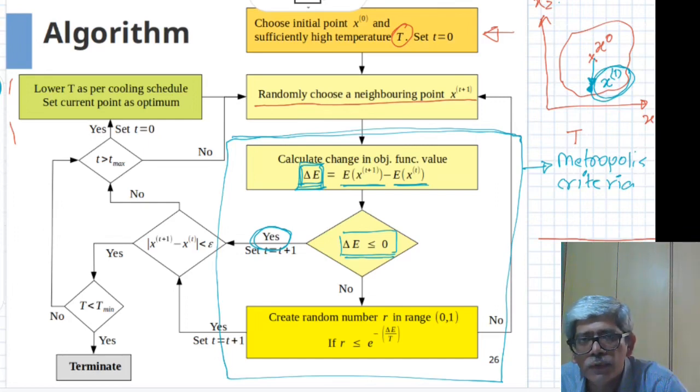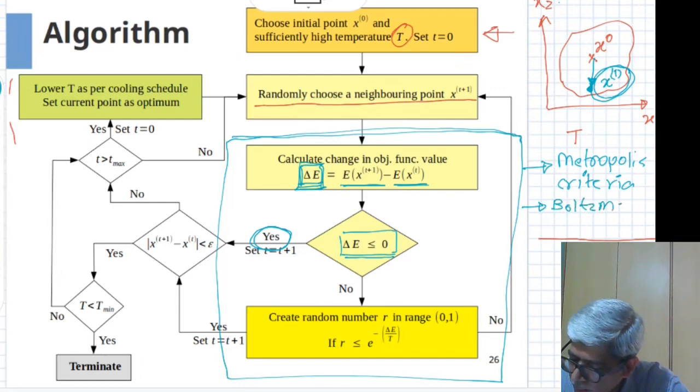What is the speciality of simulated annealing is the next part. Even if the energy value is not smaller, or the new point has higher energy values, which is what we don't want, if it happens, this particular algorithm allows you to select that point with a particular probability, as per some probability function. That particular probability function is what is known as the Boltzmann probability distribution function.